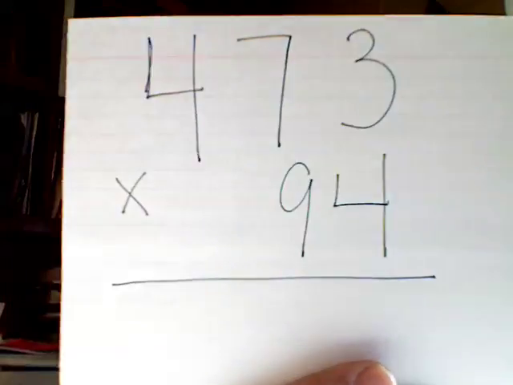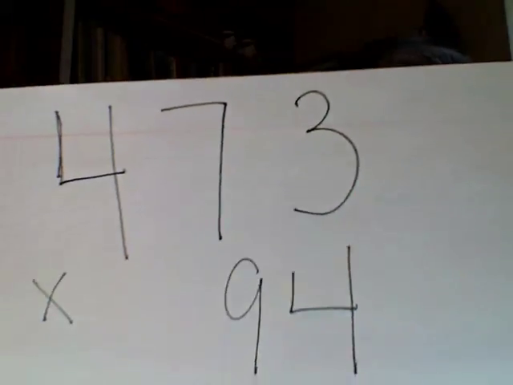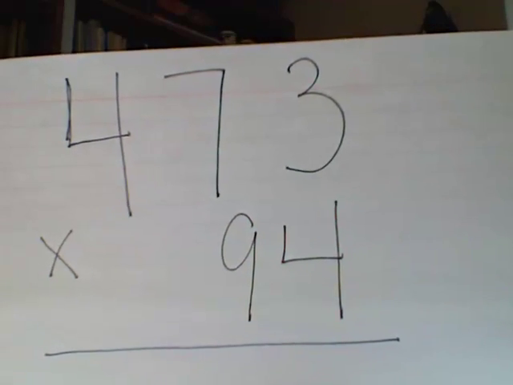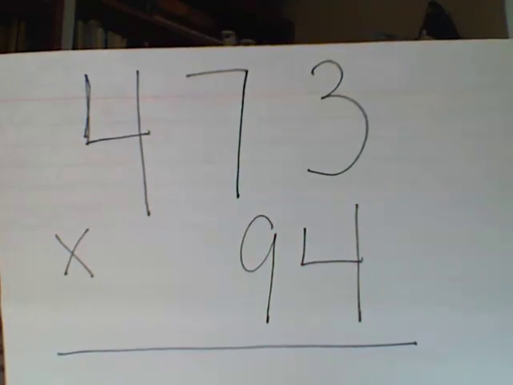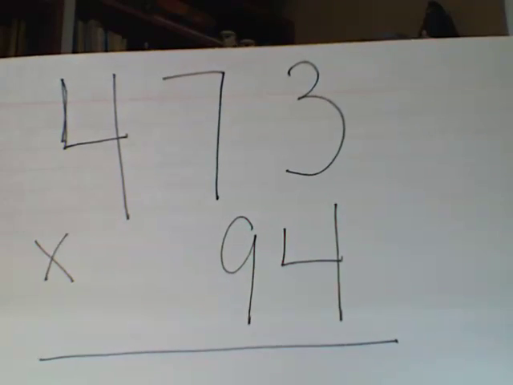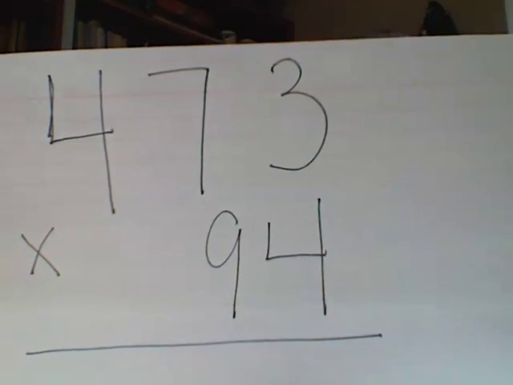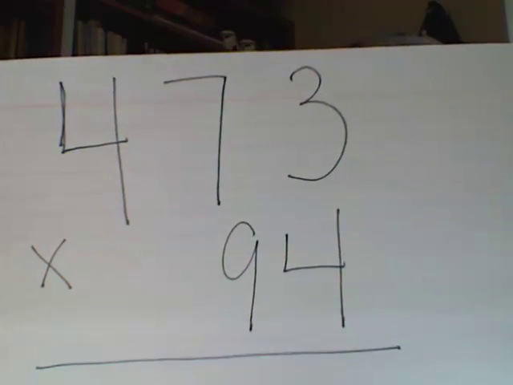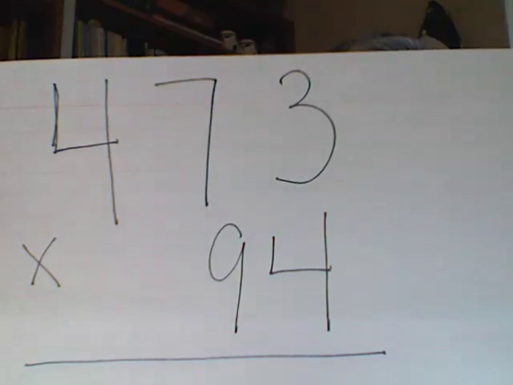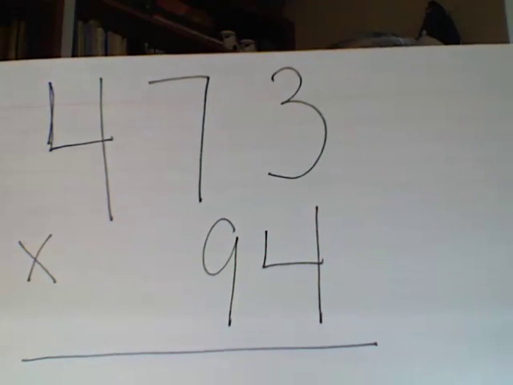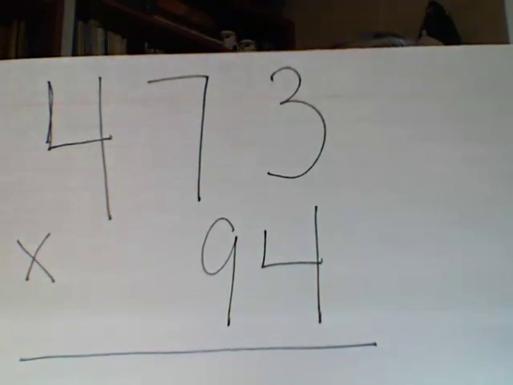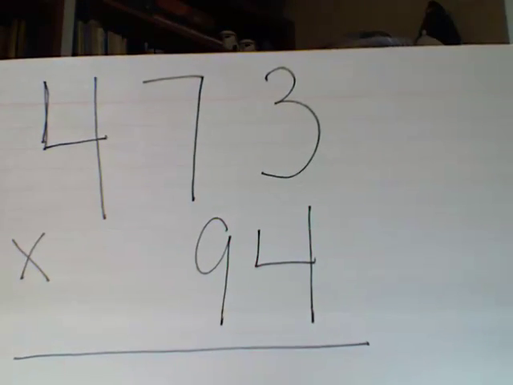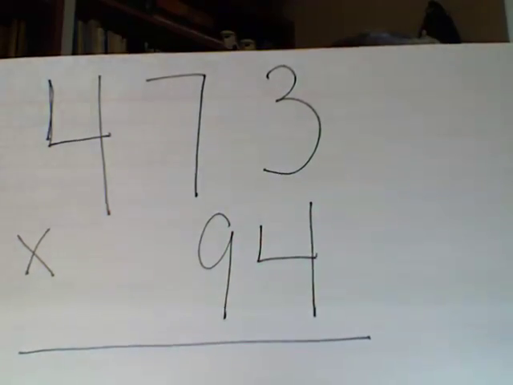So you can see I have the same problem that I had in the previous video, 473 times 94. Now, in lattice multiplication, before you can set up your grid or your lattice, what you need to know is how many rows and how many columns you're going to have. The bigger of the two factors is going to tell you how many columns you have. So for example, the biggest factor of these two is 473. It has 3 digits, therefore you are going to have 3 columns. The smaller of the two factors is 94. It has 2 digits, so therefore you are going to have 2 rows.